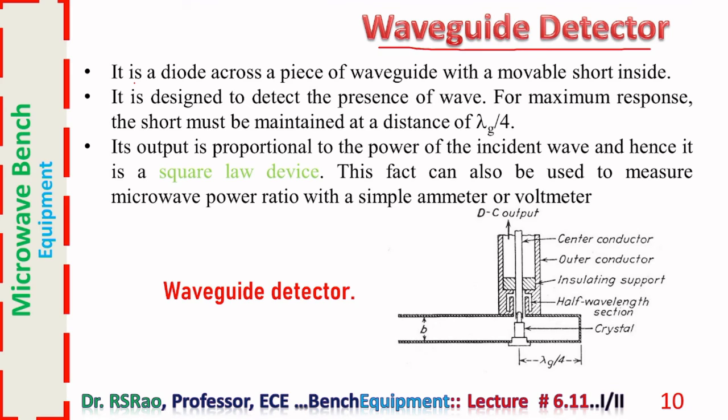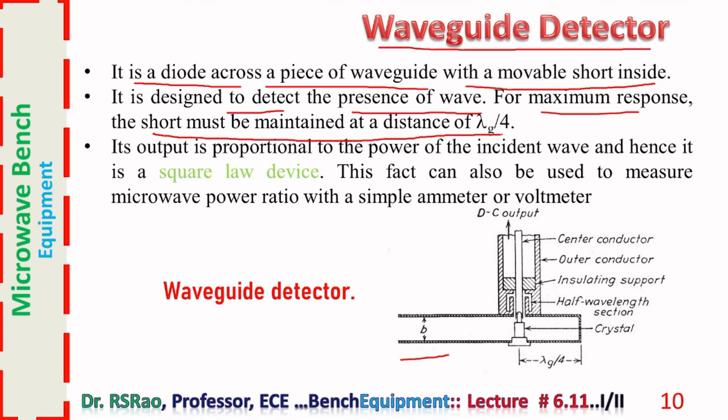Now, a few points regarding the structure and working of the waveguide detector. It is a diode across a piece of waveguide with a movable short inside. It is designed to detect the presence of a wave. For maximum response, the short must be maintained at a distance of lambda g by 4. See, lambda g by 4, this is the short.